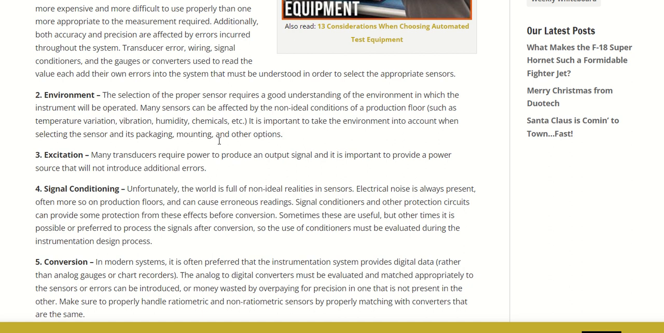Then we have the excitation. Many transducers require power to produce an output signal, and it is important to provide a power source that will not introduce additional errors.